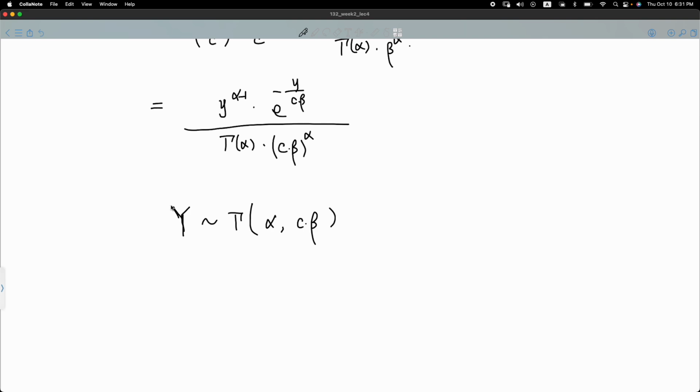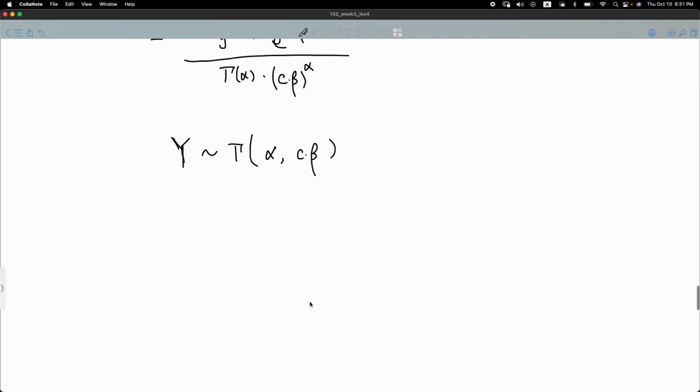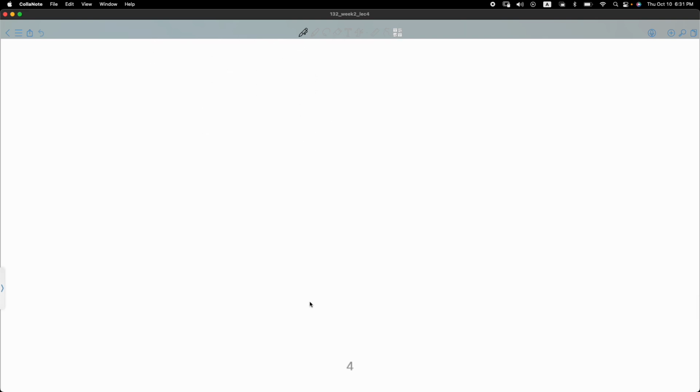I'm not sure if I have time to finish. Okay, I think I have. If time does not allow, I will speed up a little bit on the second concept. We only have 20 minutes left.